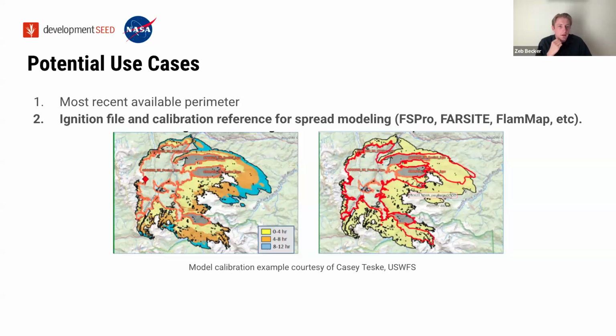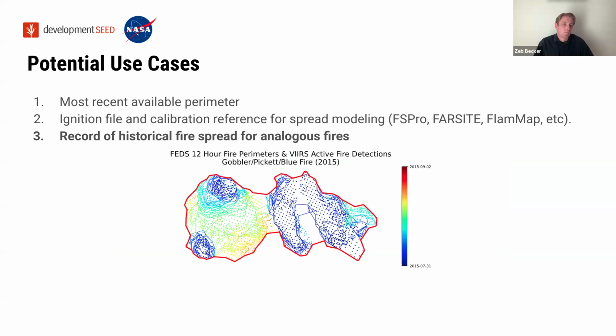And then if you go one more slide, one other interesting way that we can use this is we can look through our record. So we have it going back to 2012, right? Every 12 hours through all of CONUS. So we can look through our record of historical spread and try to find analogous fires.